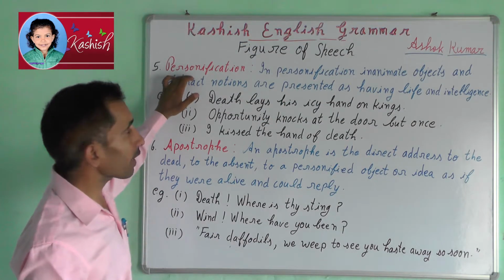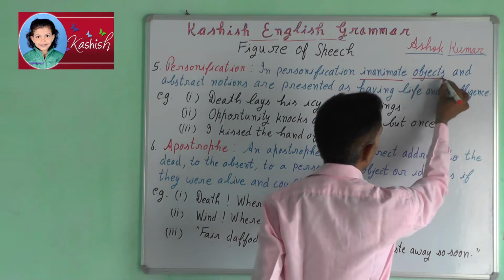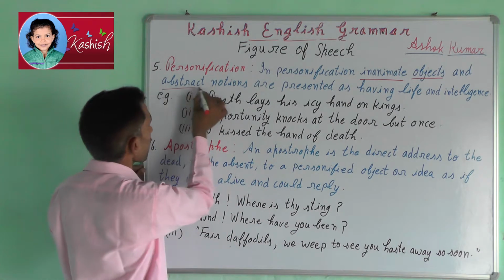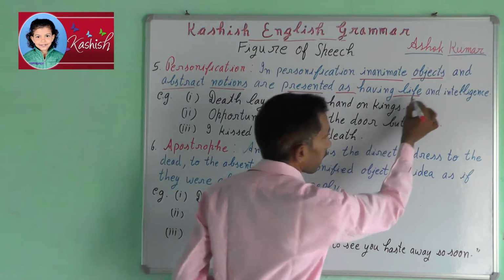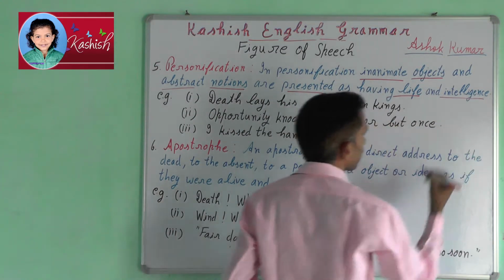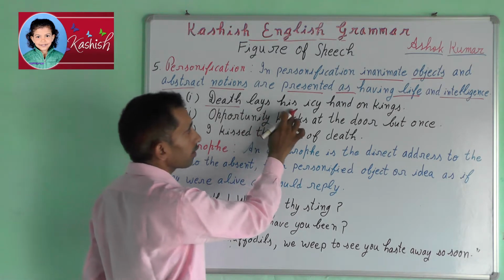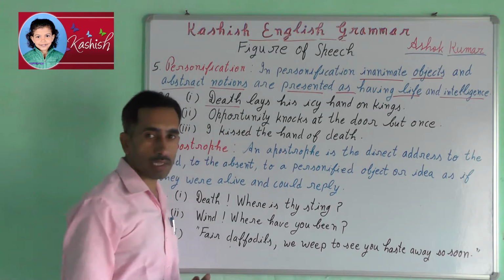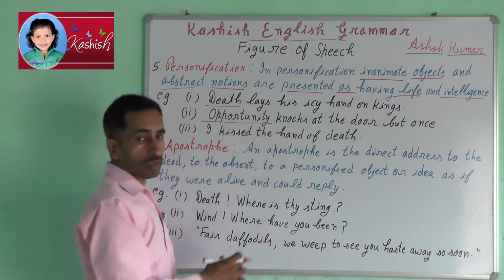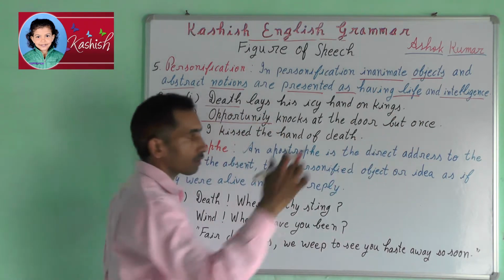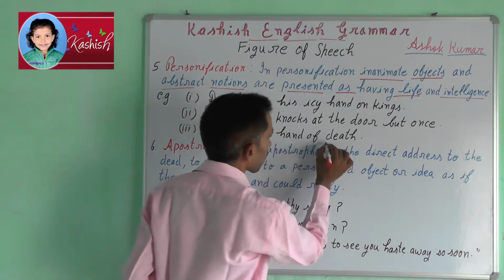Fifth, personification. In personification, inanimate objects and abstract notions are presented as having life and intelligence. For example, Death lays his icy hand on kings. Next, opportunity knocks at the door but once. Next, I kissed the hand of death.